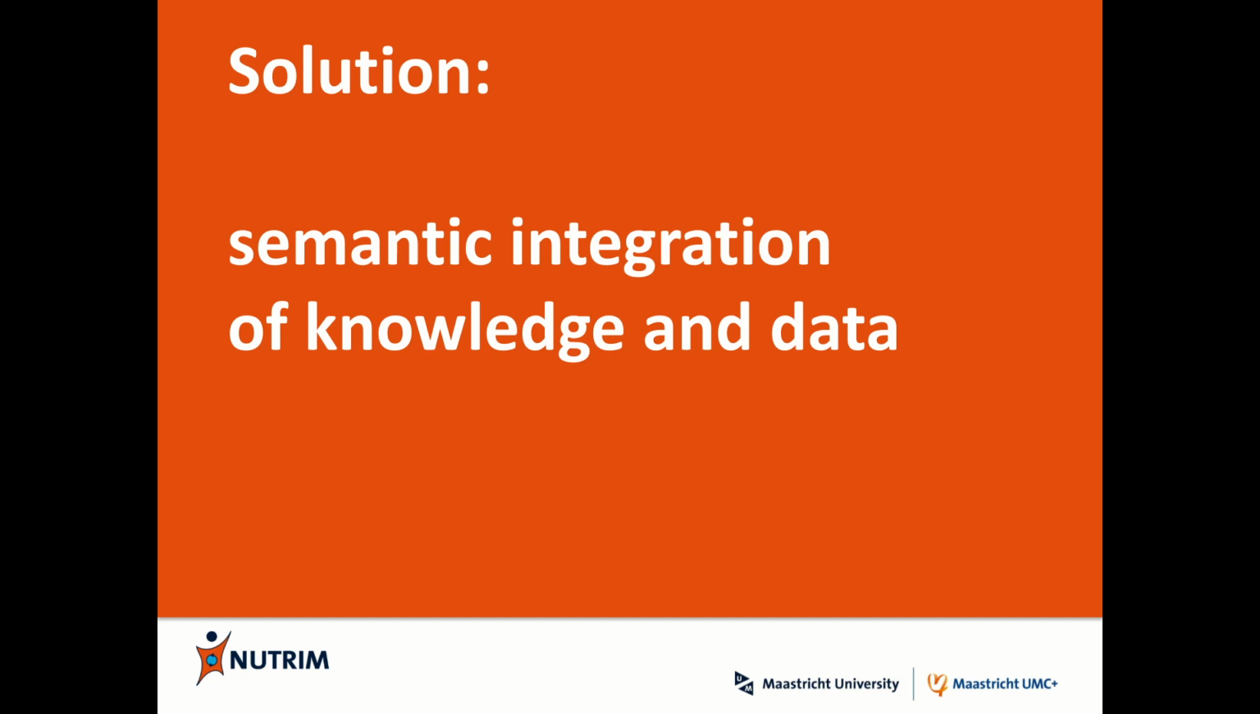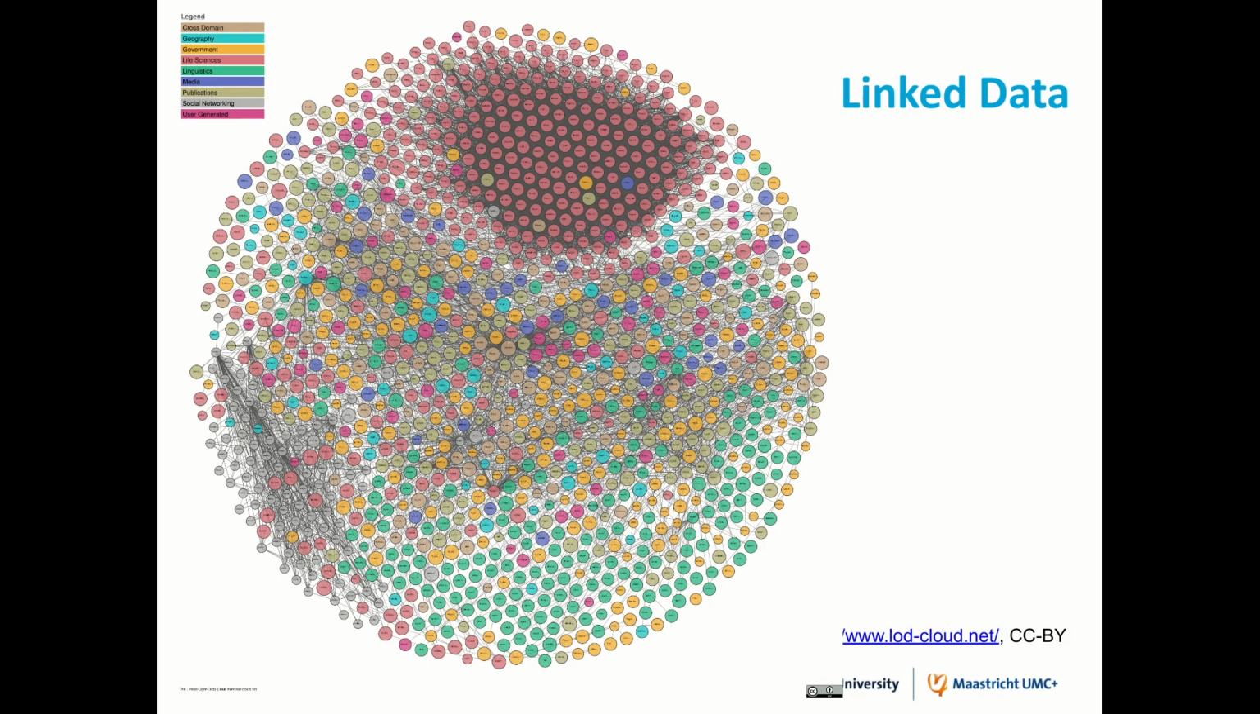A lot of information that we need to get together, and one of the solutions that we have for this knowledge integration is semantic web approaches, semantic integration of knowledge and data. And that distinction is very important because we really want to link experimental data with knowledge from past research. And central to this semantic web approach is the linked data network, or linked open data.